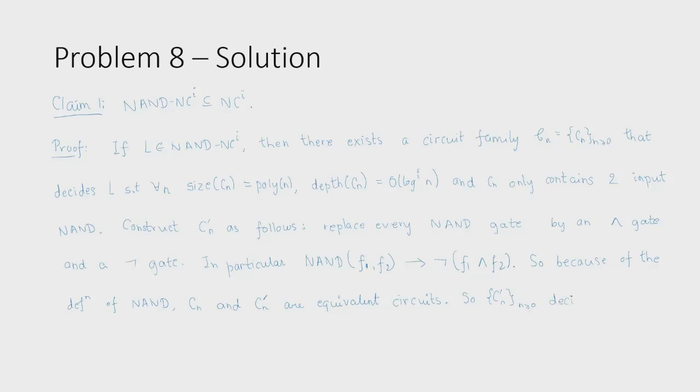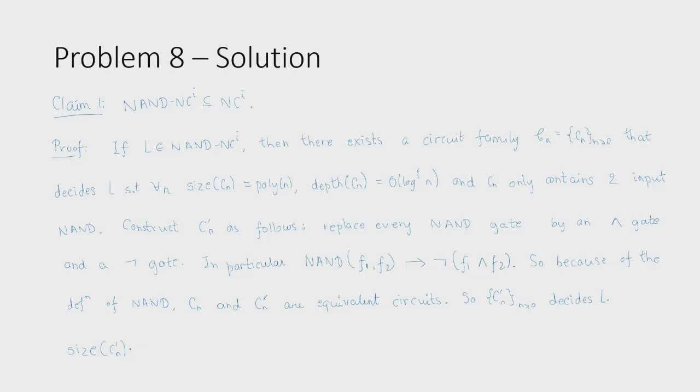Now all we need to do is to show that this circuit family is also an NC1 circuit family. Notice that C prime n only contains two input NAND gates and NOT gates, so that condition is satisfied. Now what's the size of C prime n?